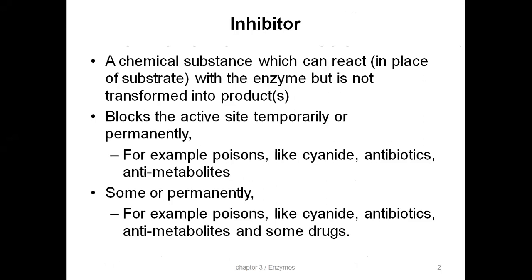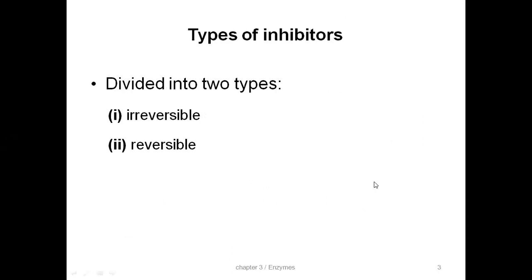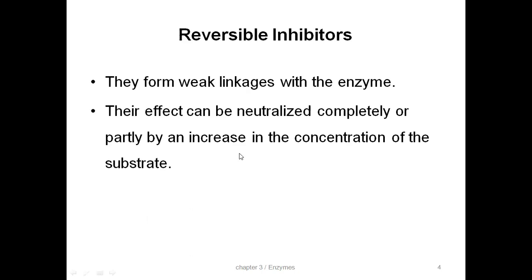These inhibitors can be permanent, they can be temporary. Antibiotics and antimetabolites are also examples of inhibitors. We have two types of inhibitors, those that are irreversible in nature and those that are reversible. The main character of the reversible inhibitors is that they form weak linkages with the enzyme. They do not form very strong bonds with the enzyme. Their effect can be neutralized completely by just increasing the concentration of the substrate. I have told you this already. We are talking about reversible inhibitors.